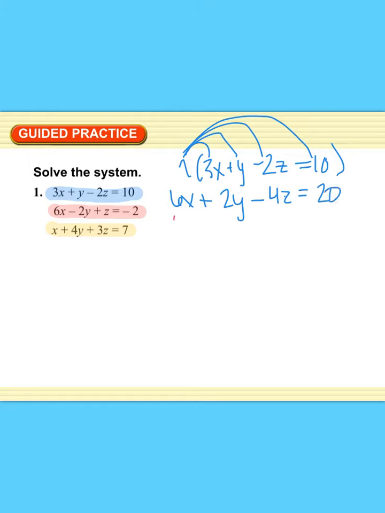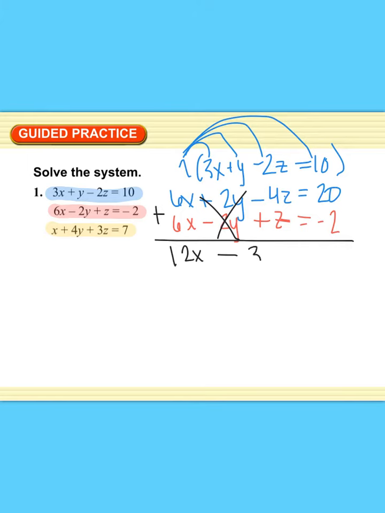And I'm just going to rewrite equation 2 underneath it so it'll be easier to see what's all going on when I add, which is the next step. So adding, 6x plus 6x is 12x. My y values cancel. Negative 4z plus z is negative 3z. And 20 plus a negative 2 is 18. Okay, so I'm going to keep this equation because it's in two variables.